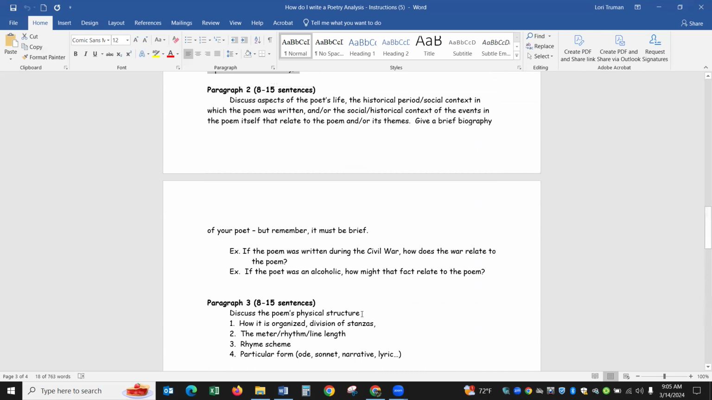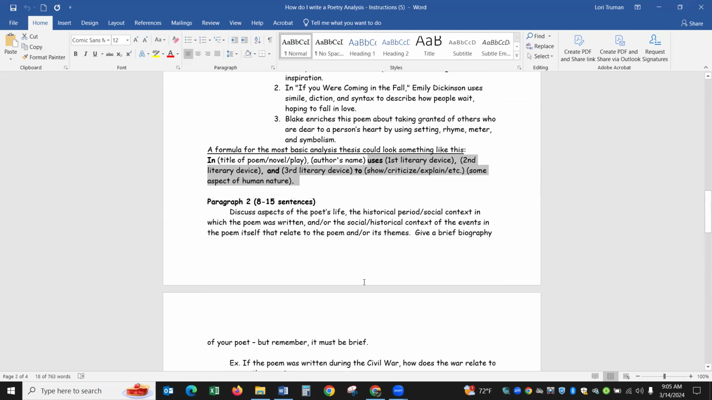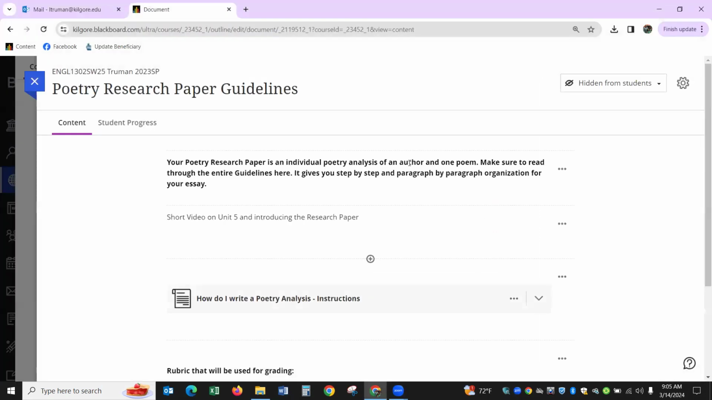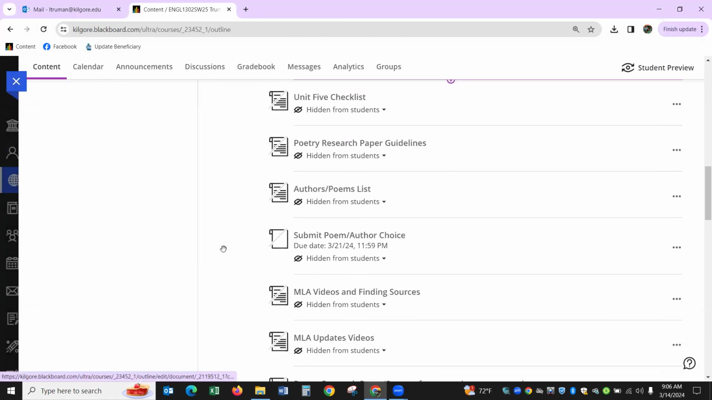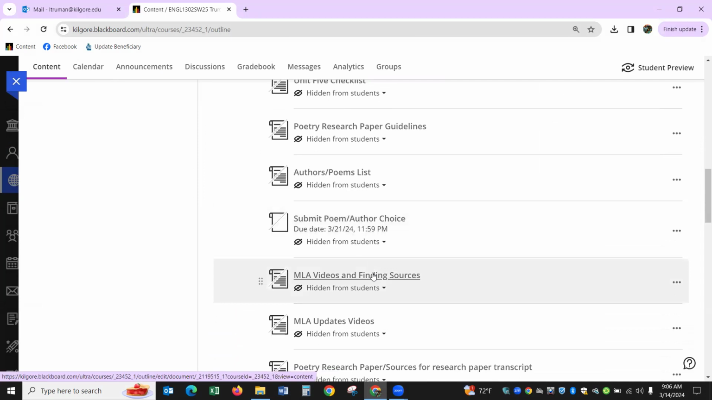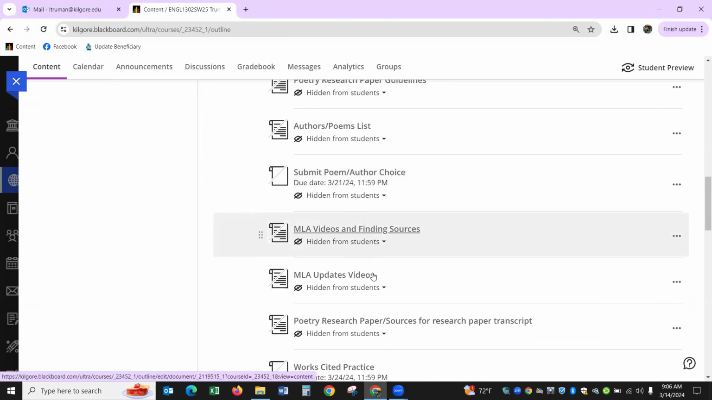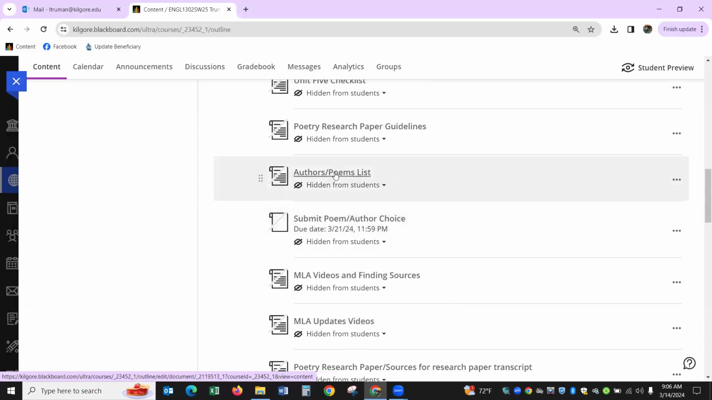Those are the instructions over the structure of the particular research paper. Then the rest of the week is talking about MLA, finding sources, looking at the new updates, because maybe you wrote a paper in the last 2 years, but MLA did a 9th edition and the 8th edition was the big changes. 9th edition, not so many more changes. And then there's some works cited practice. Choosing your author and your poem, you need to submit that by March 21st.